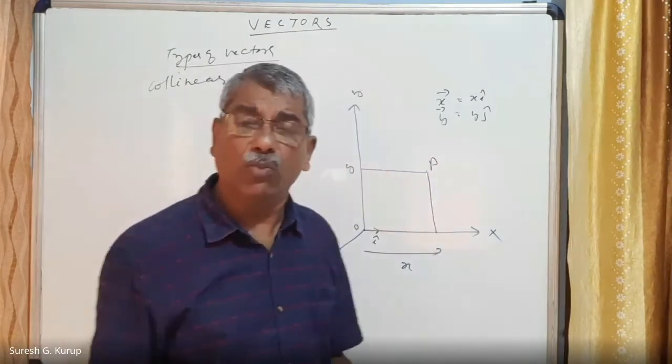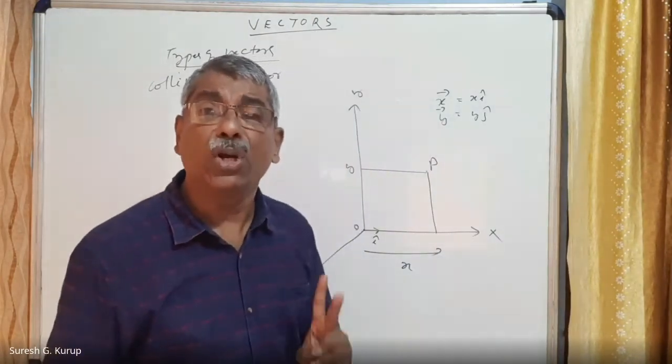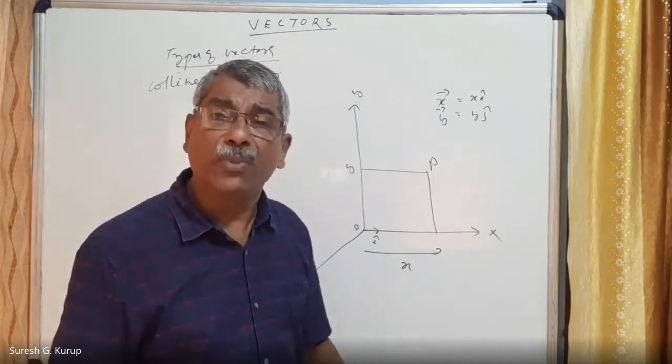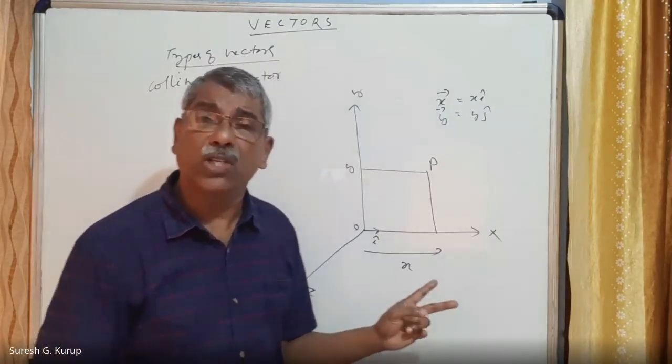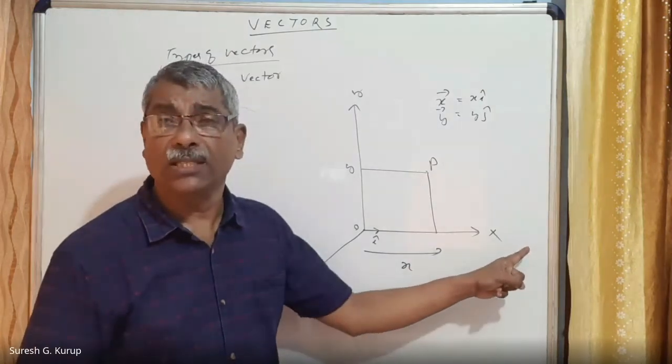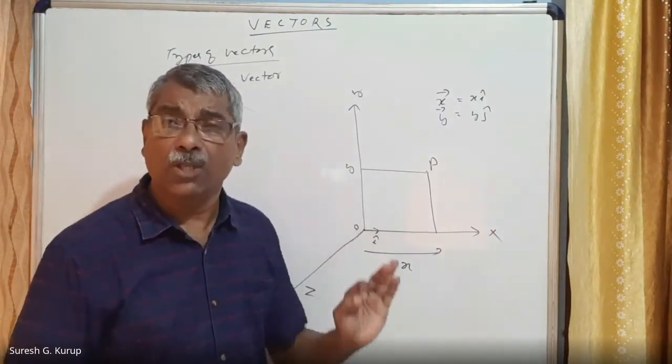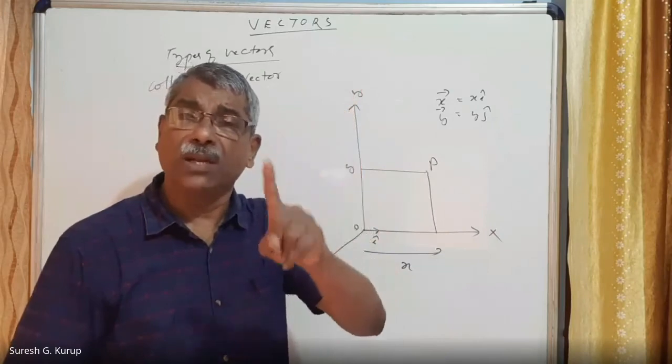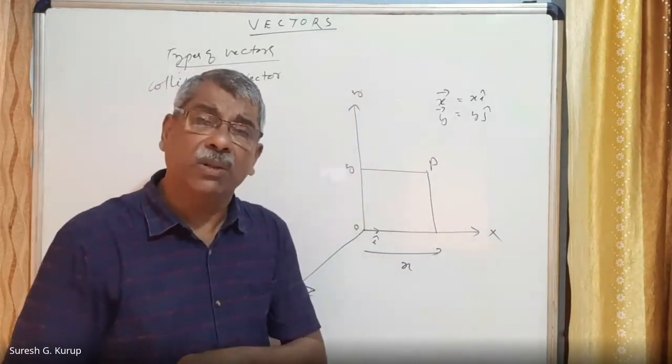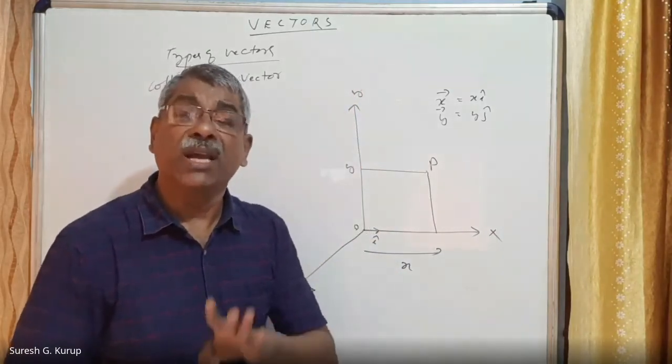But if a body is moving in a plane, that motion is called two-dimensional motion. Two-dimensional motion means that displacement can be described using two displacements, one along the x-axis and the other along the y-axis. Suppose a body is moving in space; in that case, the displacement of the body can be measured using three displacements.